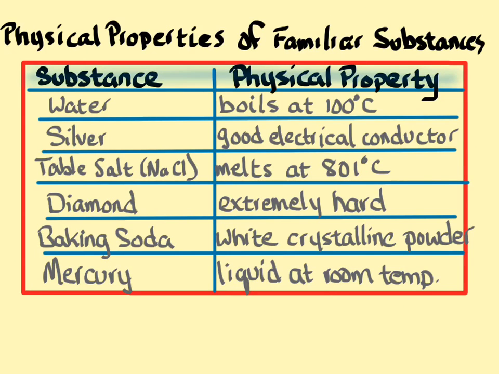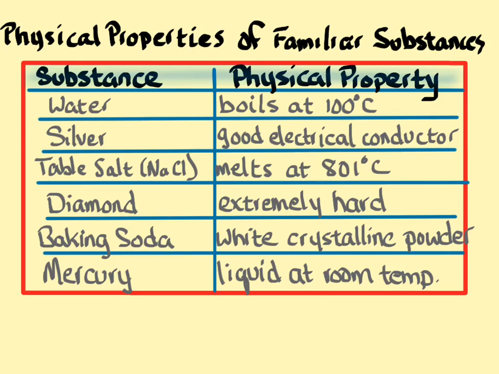Here are some physical properties of things that we're real familiar with. The substance is on the left and the physical property is on the right. Take, for example, water. A physical property of it is that it boils at 100 degrees Celsius. Silver is a good electrical conductor. So as you might imagine, silver, along with other metals, is used in electrical wiring. Table salt, or sodium chloride, melts at 801 degrees Celsius.